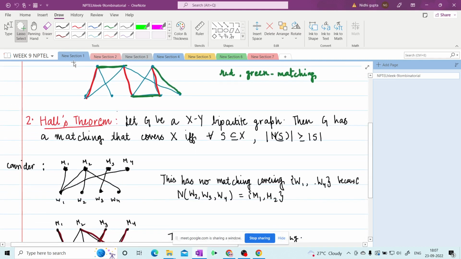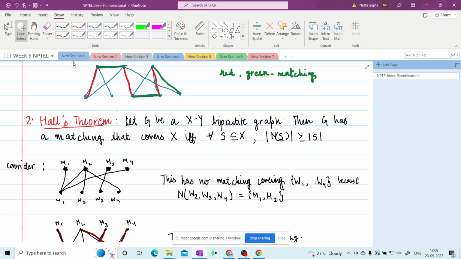Suppose in this example my set X is a set of men and my set Y is a set of women, and there's an edge between a man and a woman if the woman is interested in that particular man. The problem is to find a matching for the women such that each woman can be matched with a man of her choice. Solving this problem is equivalent to finding a matching for this graph.